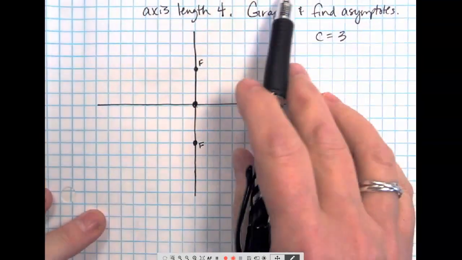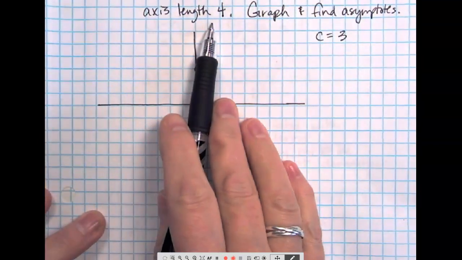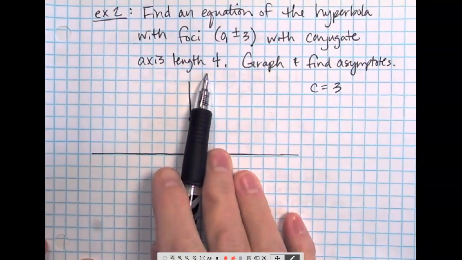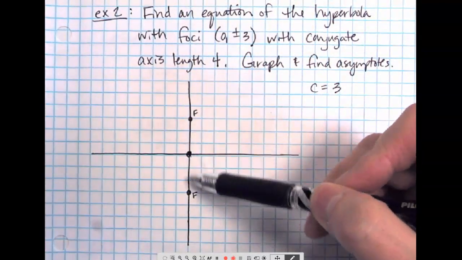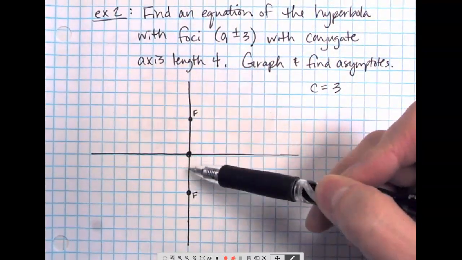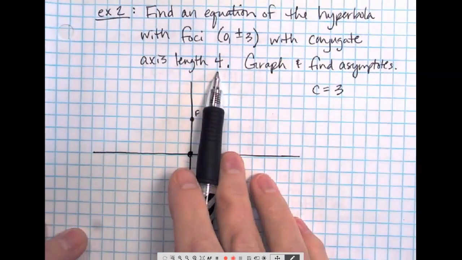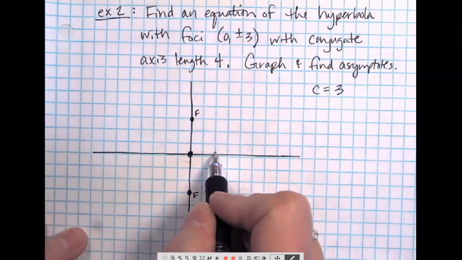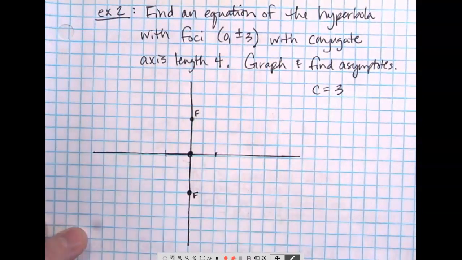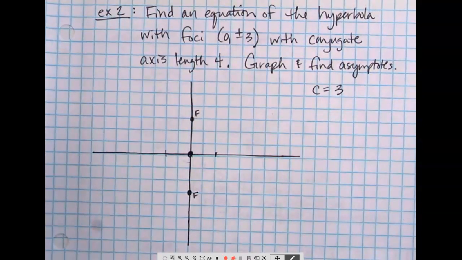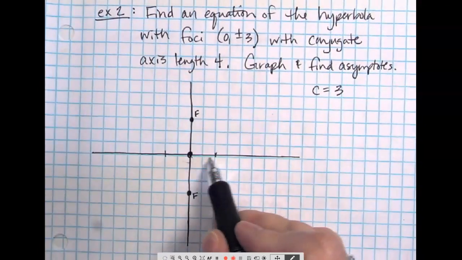Okay, what about this now, this conjugate axis length 4? Conjugate axis does not connect the vertices. So conjugate axis goes this way. If it has a length of 4, then that means I'm going 2 to the right and 2 to the left. Okay, but that's also giving me B, which is, how far was that? 2.